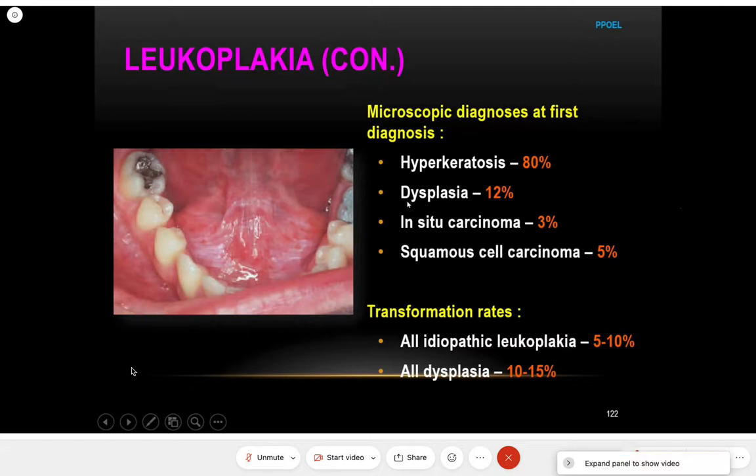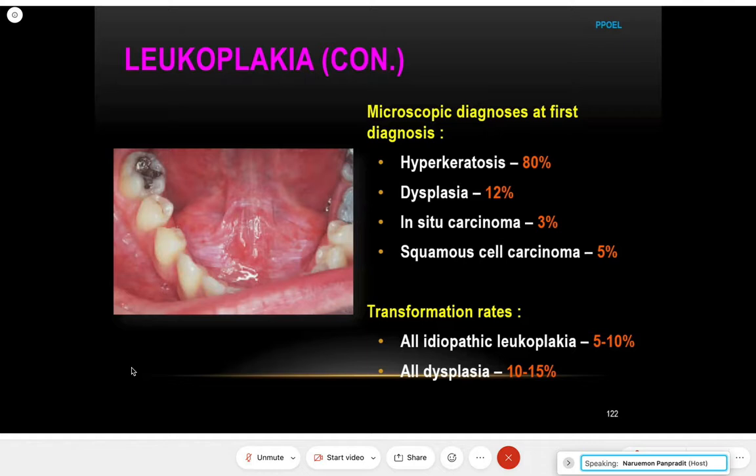Okay, it is important when they cut the lesion that was clinically diagnosed as leukoplakia. The histology report is about 80% hyperkeratosis, 12% dysplasia, 3% carcinoma in situ, and 5% squamous cell carcinoma. That means all idiopathic leukoplakia may have a transformation rate of about 5 to 10%. But if they cut and find dysplasia together, the transformation rate increases to 10 to 15%.